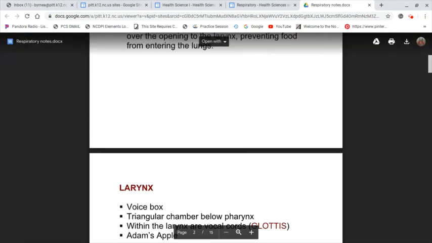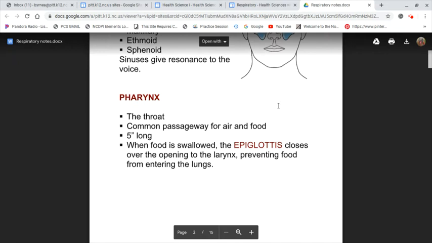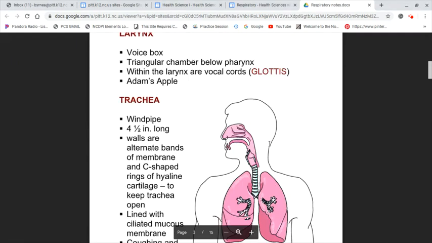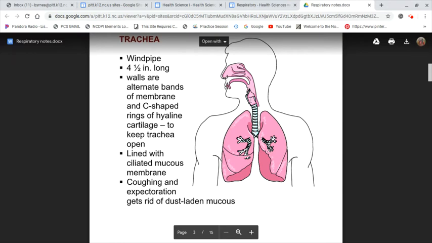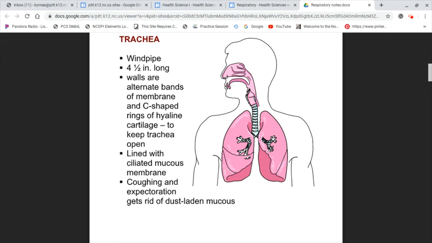And remember, we learned up here that your epiglottis is the flap that closes over your trachea. So, epi meaning above or upon, glottis, vocal cords. So, it's above your vocal cords. Then we have our trachea. So, air is going to go through our vocal cords into our trachea.